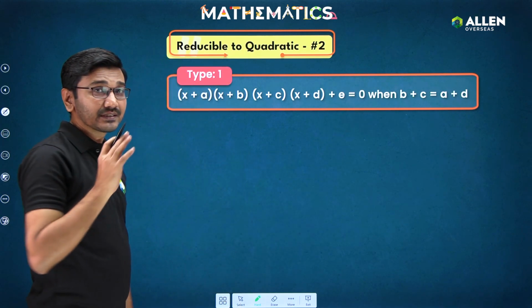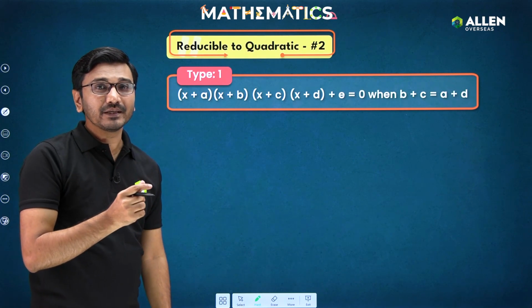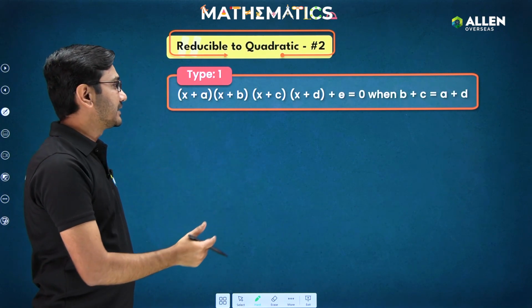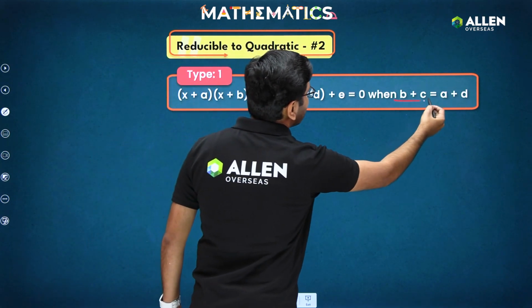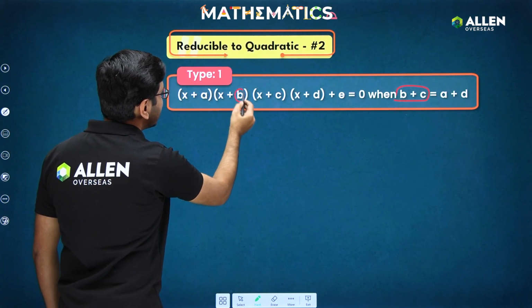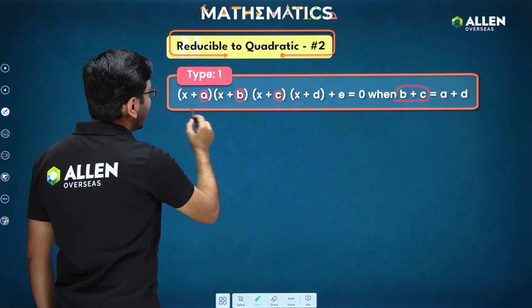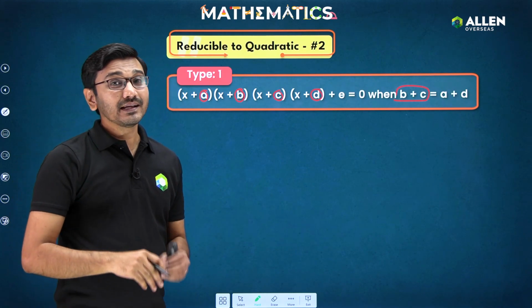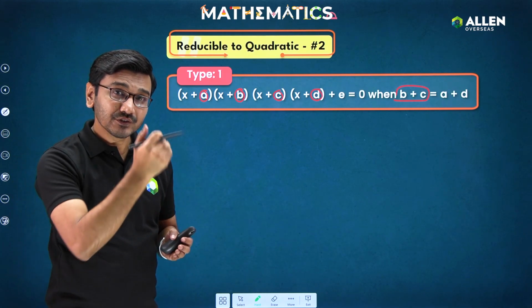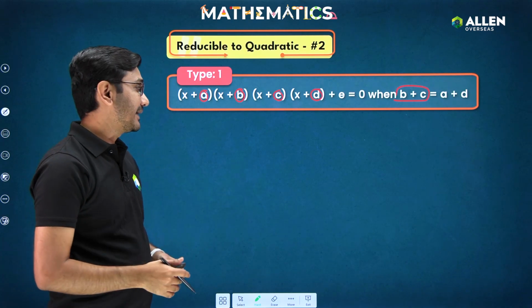Whenever you solve such kind of question, you should see that the sum of a few coefficients should be equal to the sum of the other two coefficients. Like here, you will come to know that b plus c, the coefficients of this b and this c, should sum to the same as this coefficient a and this coefficient d. Whenever this happens, we can easily solve such questions by reducing them to quadratic. So let's see with an example how we can convert them to quadratic and solve them.